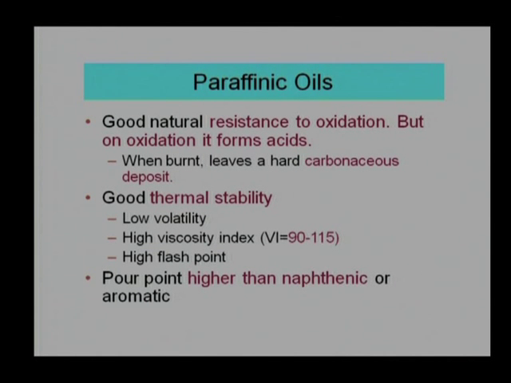Of course, this is a subject here, and a few paraffinic oils have a viscosity index lesser than 90, but we are leaving those exceptions. And in addition, they have a high flash temperature. Here it says that the pour point is higher than naphthenic, the pour point where they start freezing at high temperature compared to naphthenic, which was mentioned in the last slide also. That means, for cold applications, paraffinic oil will not be as good as naphthenic oils for low temperature applications.